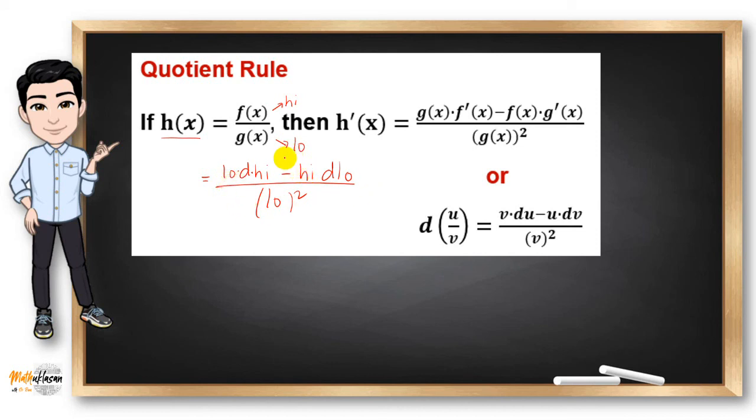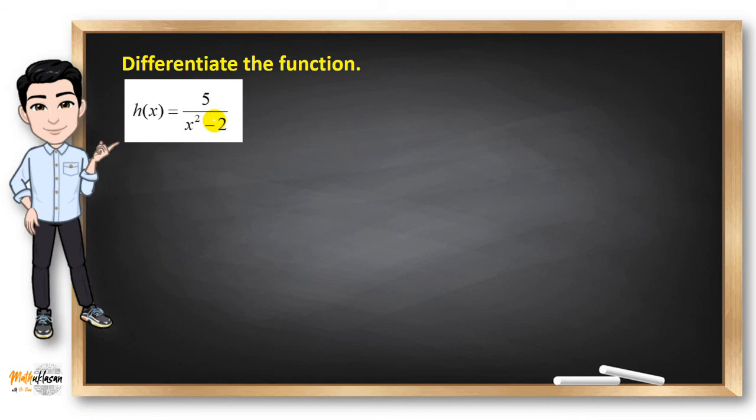Kasi hindi pwedeng palit itong dalawang to kasi wala tayong commutative property for subtraction. Right? Let's have an example.